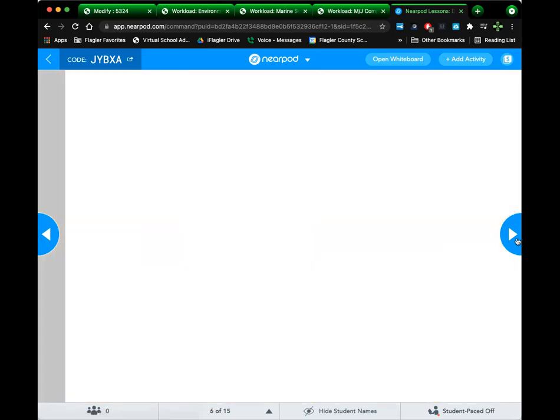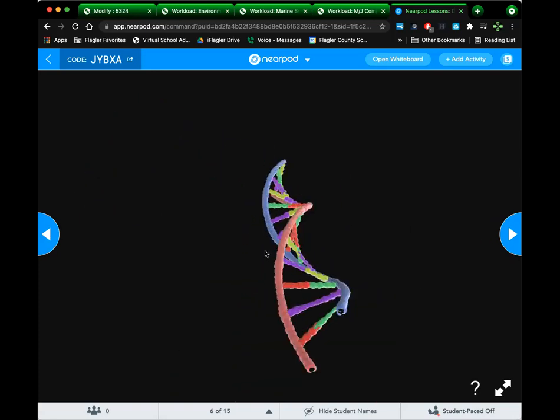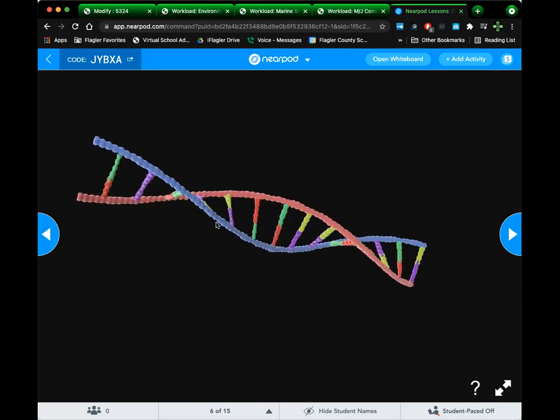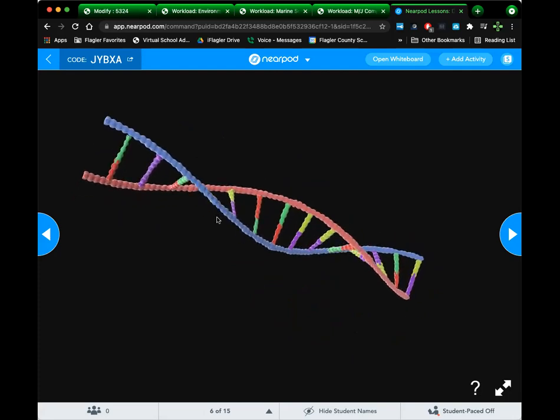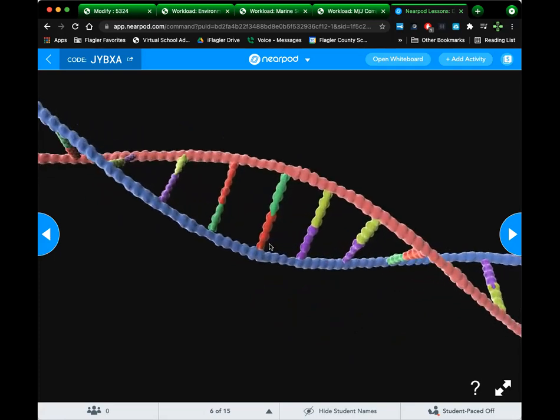Right, let's move on. Here's a 3D image of what this looks like. Again, it just looks like a ladder, but twisted. That's why it's called a twisted ladder, or a double helix. Now, something to keep in mind as you're looking at the structure: the red is always with the green on the rungs of the ladder. Purple is always with yellow. You're never going to see a red with a yellow or a green with a purple. It's always going to be red and green, purple and yellow.